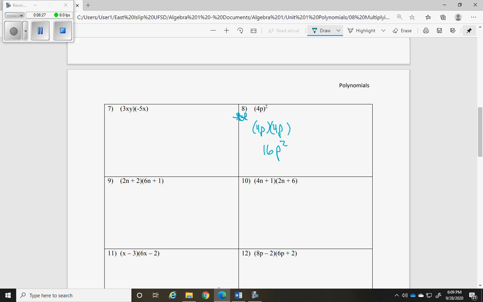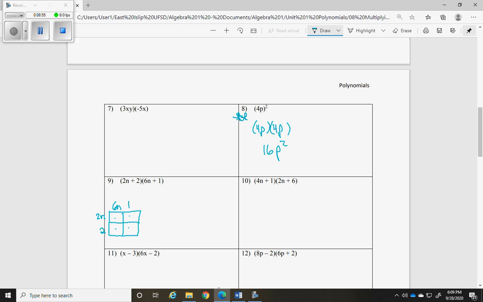Number 9 is a binomial times a binomial. So what method do you prefer? It seems like a lot of students prefer the box method better. So I need a 2 by 2 box. The first binomial goes here, 2n and 2. The second binomial goes here, 6n and 1. And remember, you fill in all 4 of these boxes, combine like terms.